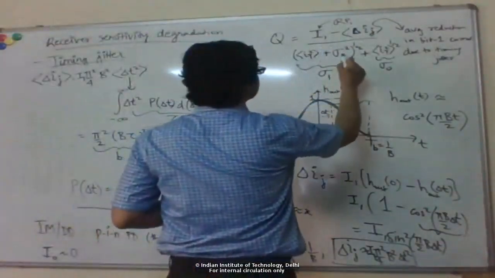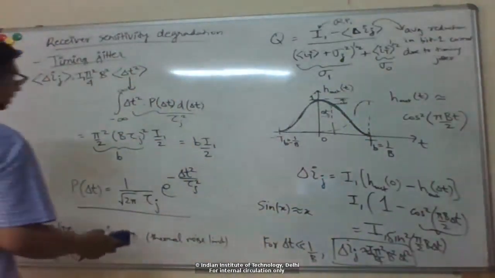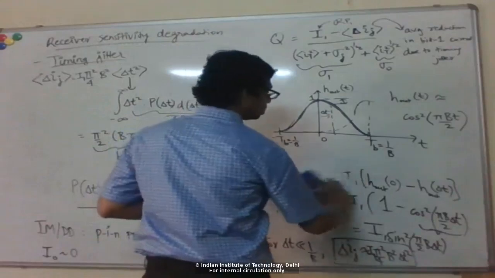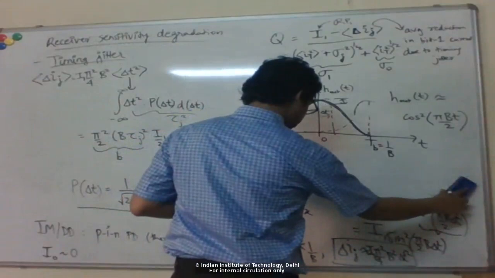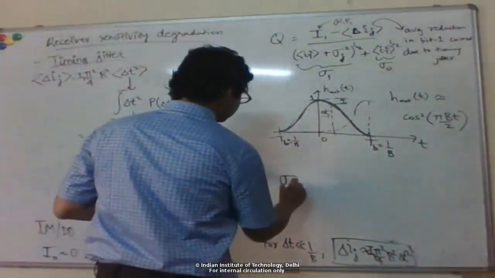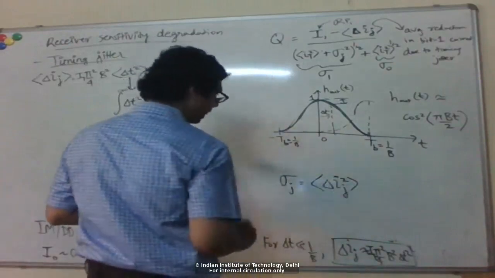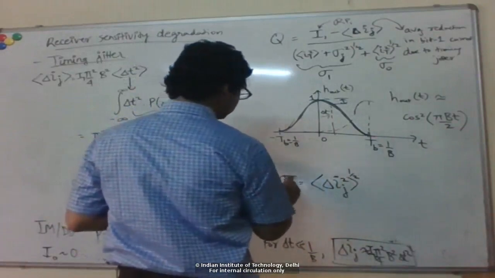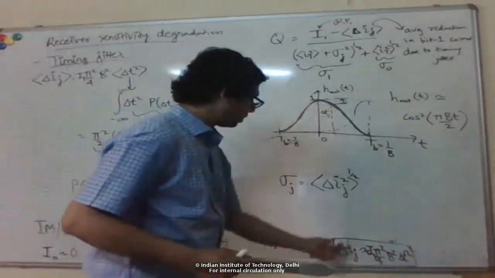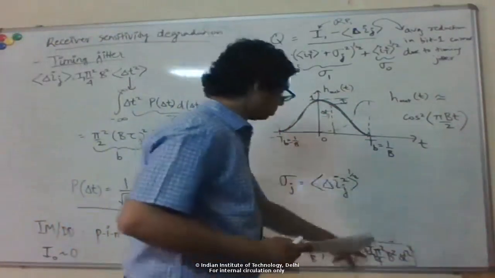Now for the denominator, we need to evaluate this noise variance due to the jitter. So you can see the sigma j, the variance by definition is just delta ij square. So the standard deviation in the noise current due to jitter will be that. We already derived an expression for delta ij, and delta ij square is just the square of that.